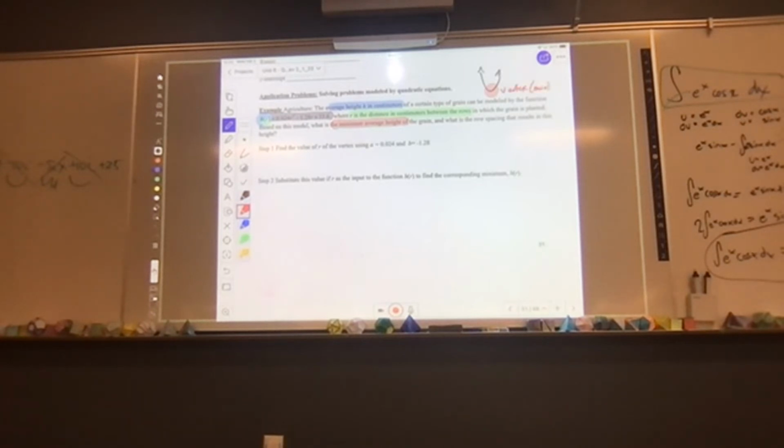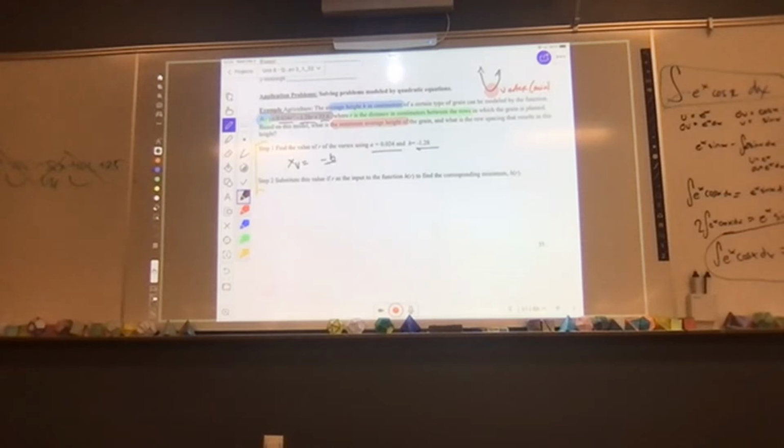Now, while you're finding your minimum height, at the same time, I need to know what the corresponding row spacing is. Now, that test stops there. I'm not giving you step 1, step 2 on the test. You have to know to do this. So if you're asked for the minimum average height, you should know you're looking for the vertex. Again, I'm not going to tell you on the test what these values are. You need to be able to recognize them.